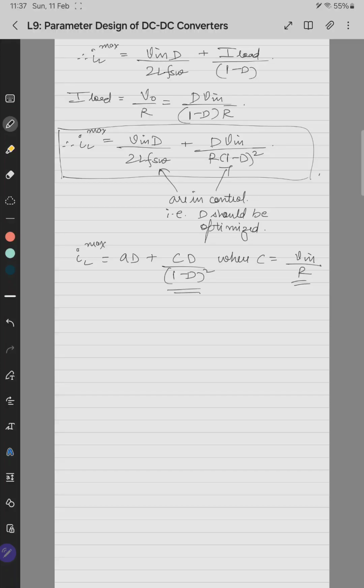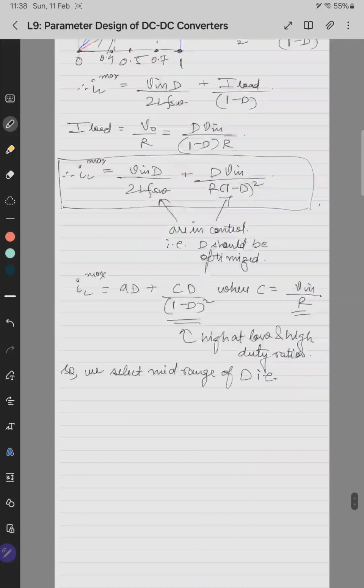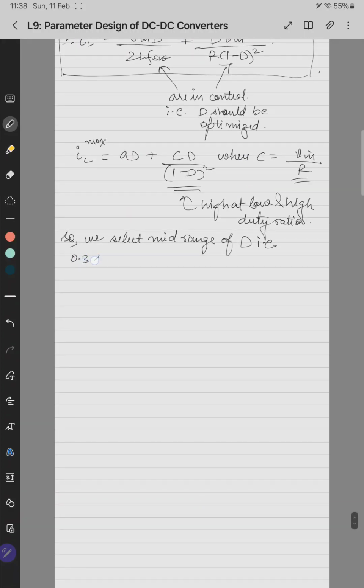So it has a quadratic term, which is very high at low and high duty ratio. So this term has very high value at low and high duty ratios. So that's why we select mid-range of D, that is what we have selected here, say around 0.3 to 0.7 for a buck boost converter.